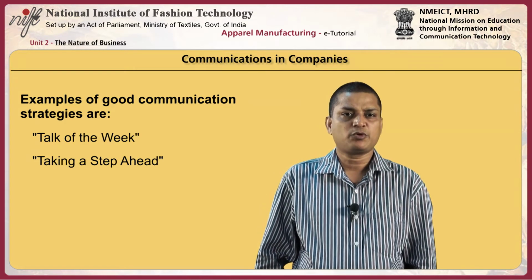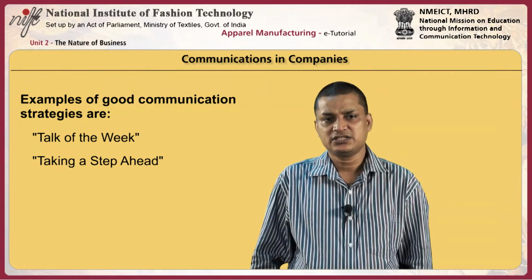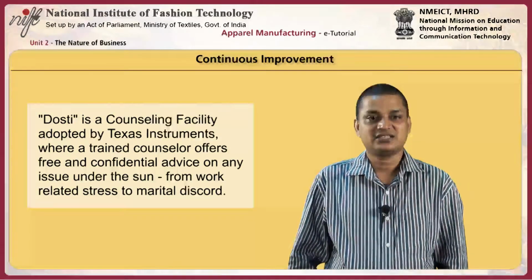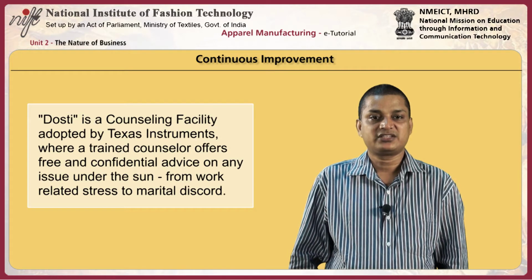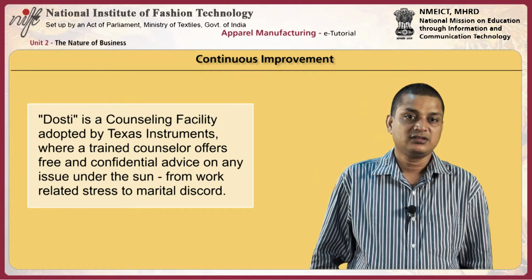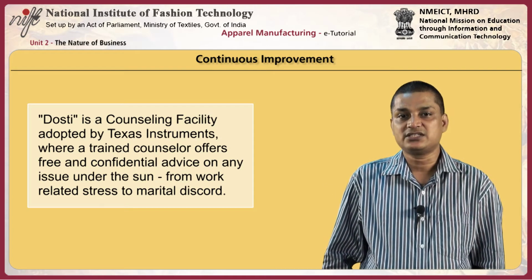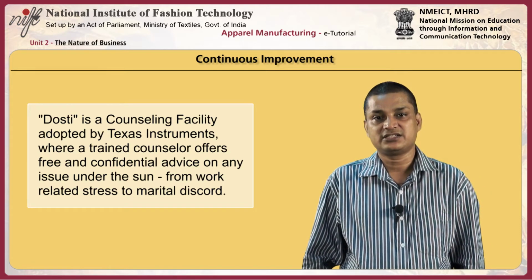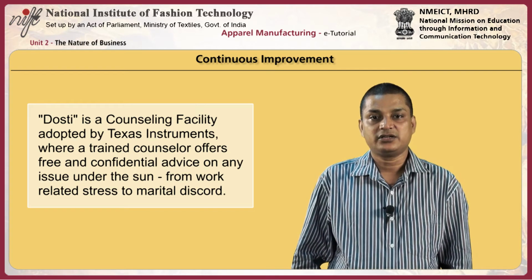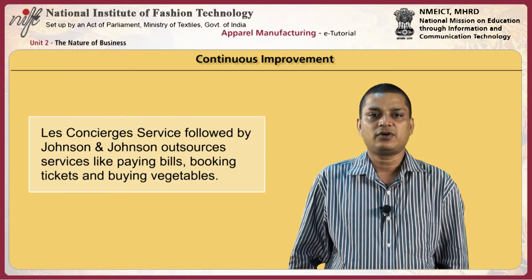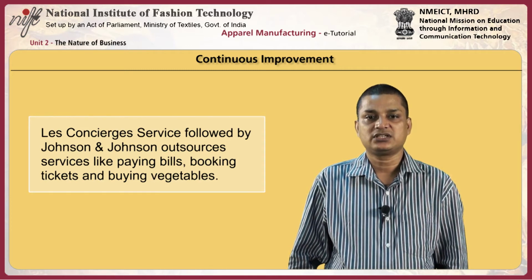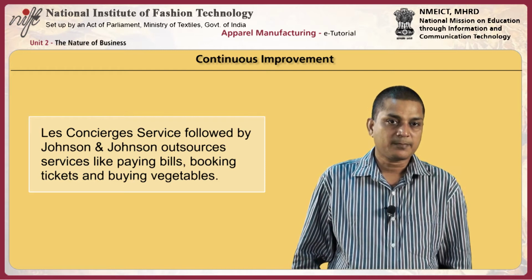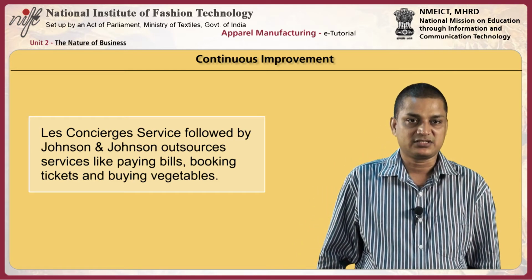These are improvements in employee services provided by some companies. Dosti is a counseling facility adopted by Texas Instruments, where a trained counselor offers free and confidential advice on any issue under the sun, from work-related stress to marital discord. A similar service, followed by Johnson & Johnson, involves outsourcing services like paying bills, booking tickets and buying vegetables.